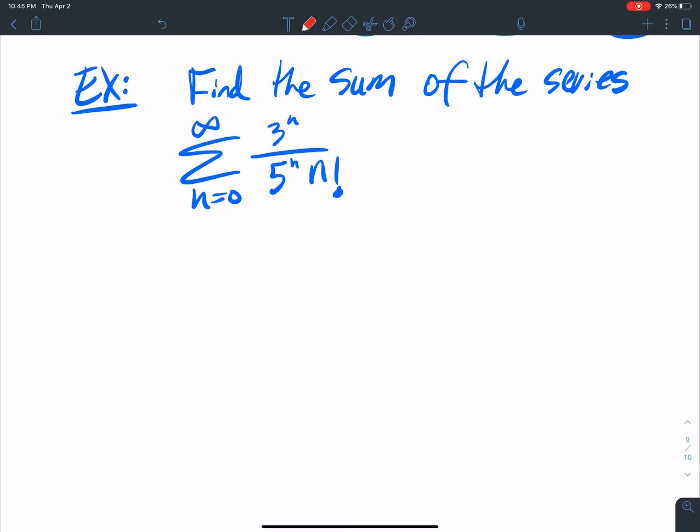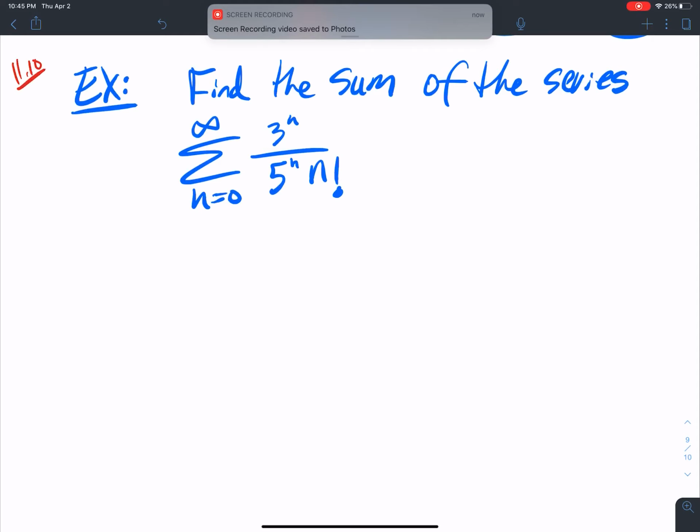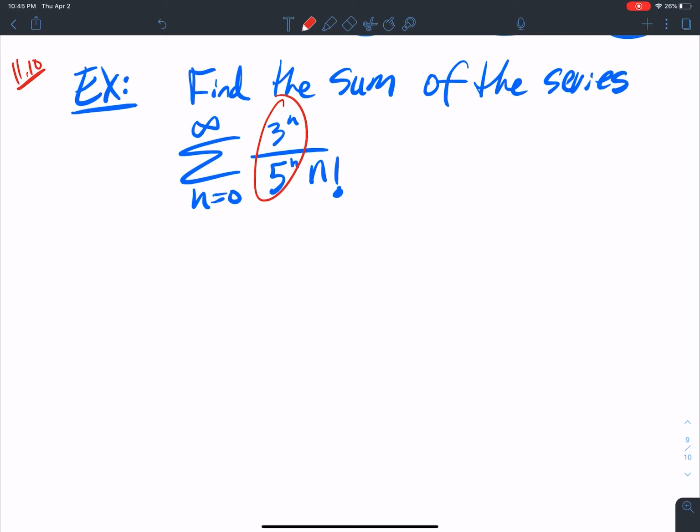Okay, so back in 11.10, some of these questions ask you to find the sum of the series. Now, if you're looking for the sum of the series, like I told you earlier, you can find the sum of very few series. All right, so we have to go off of something that we already know. When I look at this, I see an exponential along with a factorial paired in.